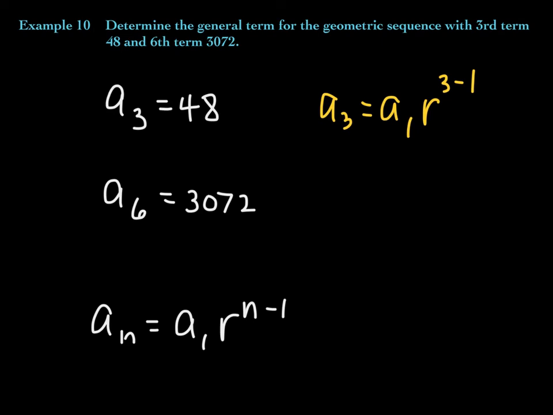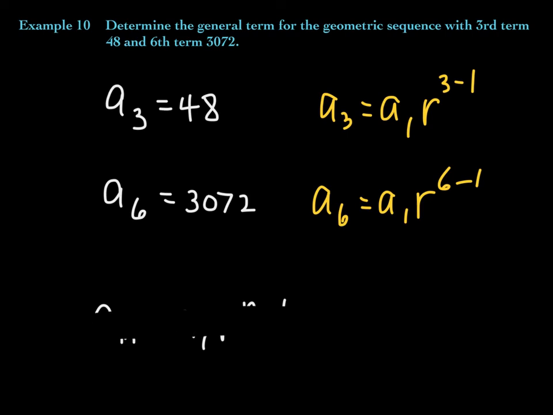The sixth term is 3,072. So we let this n value be 6. So then this is 6 minus 1. Did you catch that? I replace n with 6. All right, cool. So we used the general term already. Now, this leads us to a system of equations. There will be two things that I do here. Of course, simplify 3 minus 1, which is 2, and 6 minus 1, which is 5.